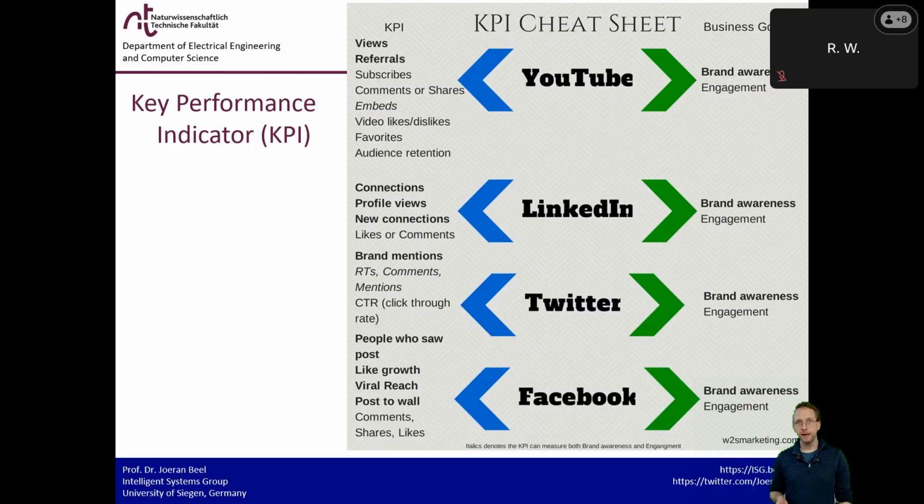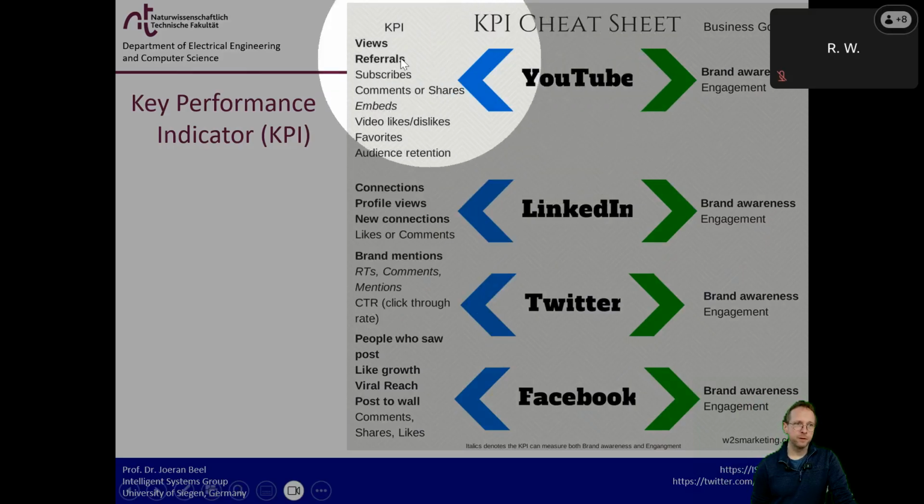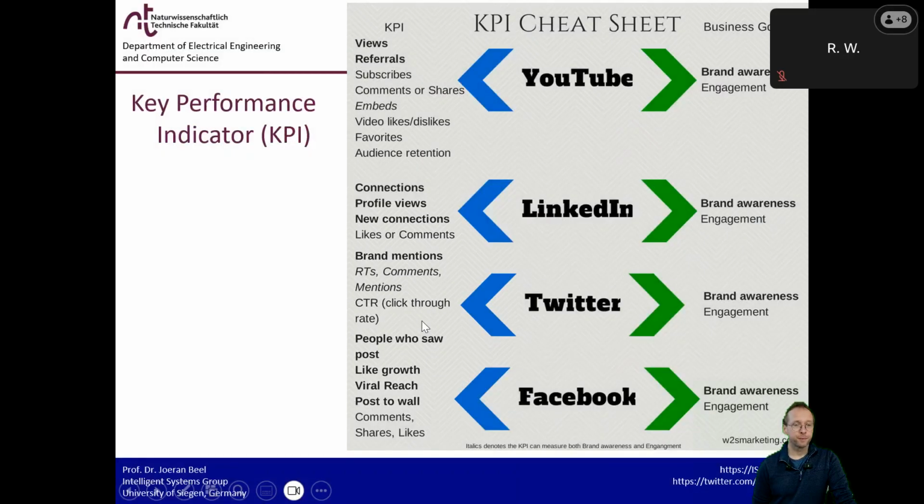I've mentioned the term KPI already. One of you mentioned it as well. It's a key performance indicator. So just a metric. KPI is a metric that tells in a simple single number typically how well something is doing. Different companies have different metrics that are important for them. YouTube cares a lot about views and referrals, about subscriptions, comments, embeddings, likes, and so on. LinkedIn cares about connections and profile views, and so on and so forth.